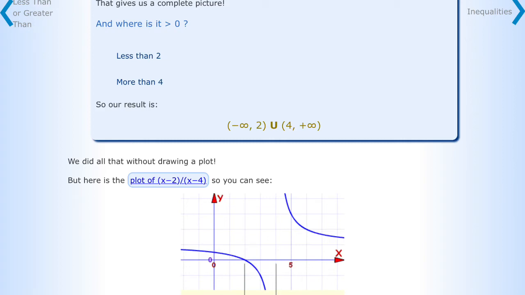And where is it less than 0? Less than 2, more than 4. So our result is (negative infinity, 2) union (4, positive infinity). We did all that without drawing a plot, but here is the plot. So you can see the graph, which is made by Desmos.